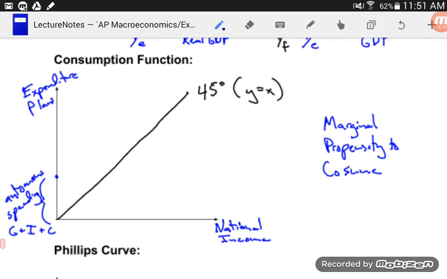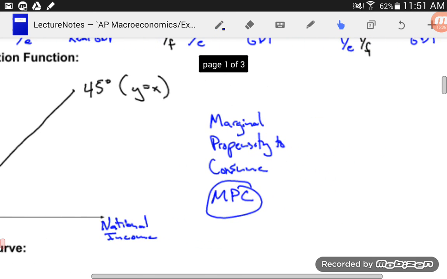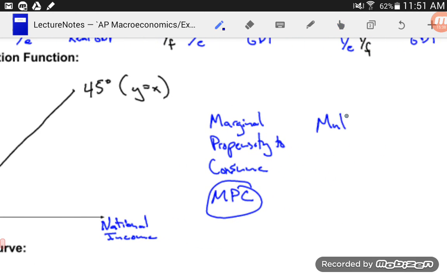I should spell that right. That's what happens when you go too fast. Marginal propensity to consume, the MPC. This is going to be very important for a function that we use for the multiplier effect, which is multiplier equals 1 over 1 minus the MPC. And I'll come back to that in just a moment.